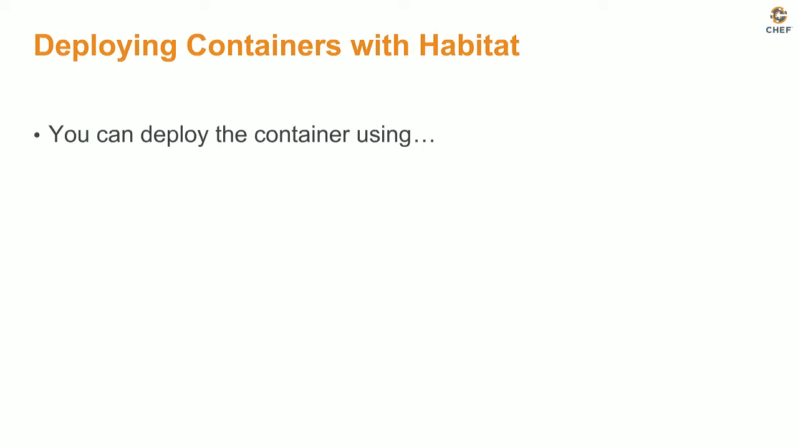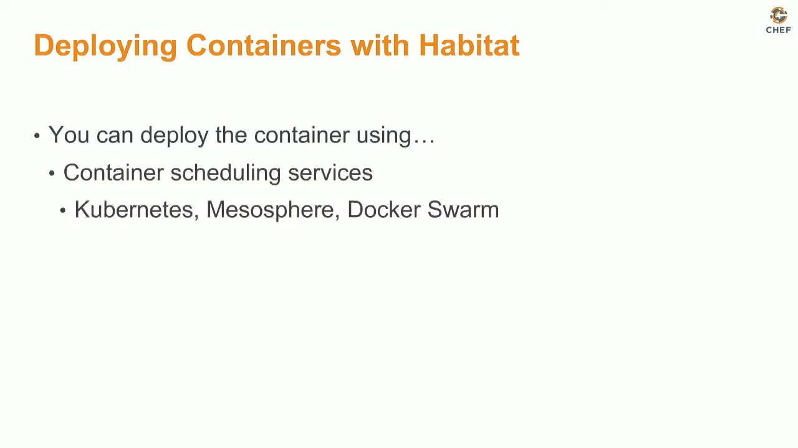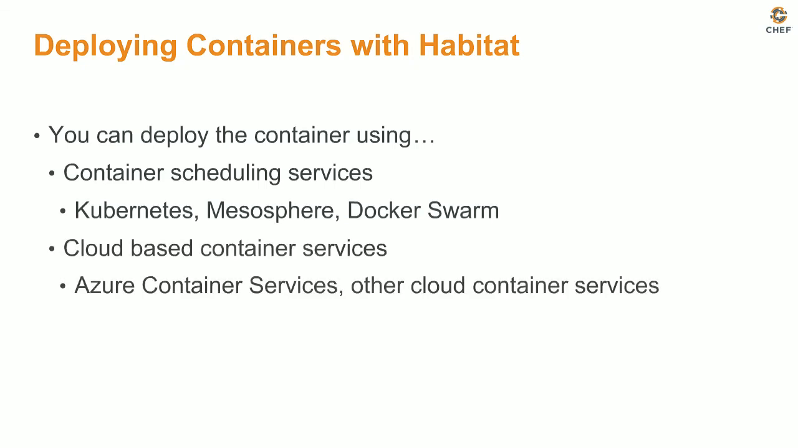All right, so it's nice to create the Docker container image and have it running on your local workstation. But when it comes time to actually deploying it somewhere other than your workstation, you can deploy that container image using container scheduling services such as Kubernetes, Mesosphere, and Docker Swarm. And then you can also deploy that same container image using cloud-based container services like Azure Container Services or Amazon Container Services. Habitat doesn't seek to replace any of these. It's not a competitor to them. Rather, it complements them and makes working with containers even better.